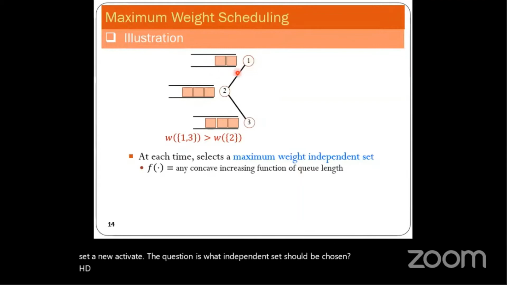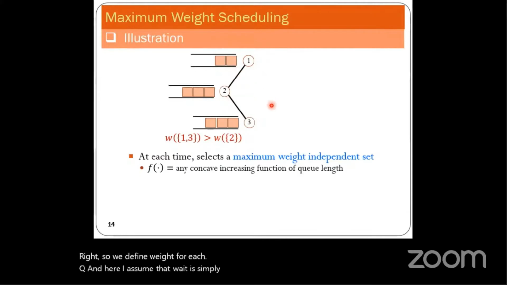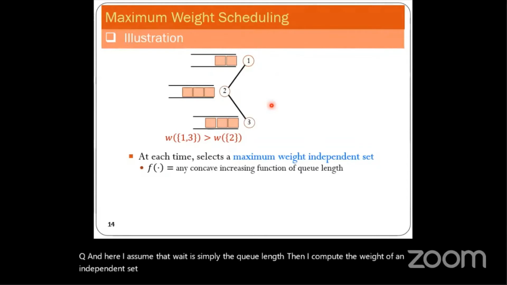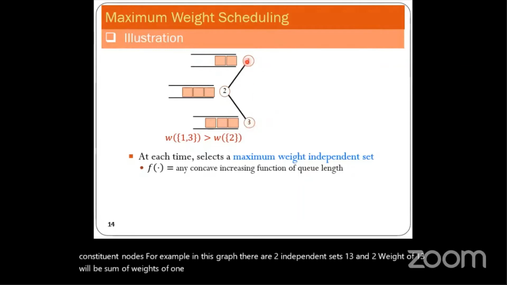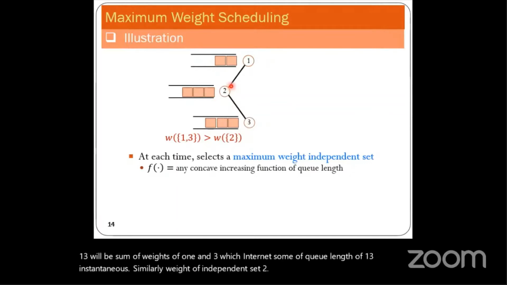So we define a weight for each queue, and here I assume that the weight is simply the Q length. Then I compute the weight of an independent set. The weight of an independent set is the sum of weights of all the constituent nodes. For example, in this graph, there are two independent sets, {1, 3} and {2}. The weight of {1, 3} will be the sum of weights of 1 and 3, which in turn is the sum of Q lengths of 1 and 3, the instantaneous Q lengths. Similarly, the weight of independent set {2} is the Q length of 2, right?